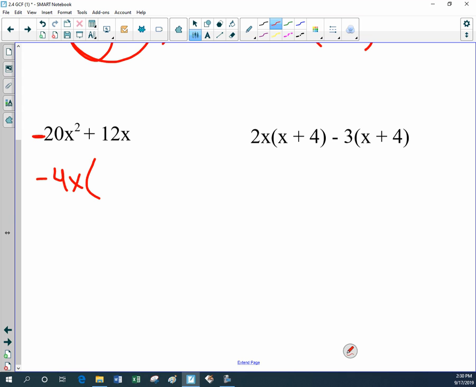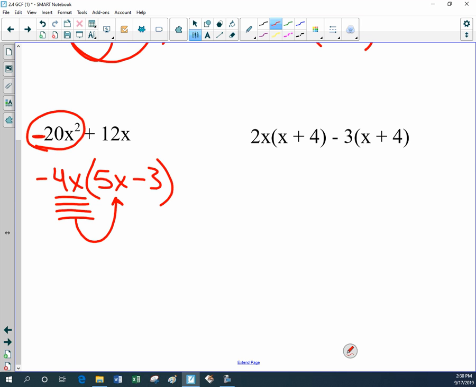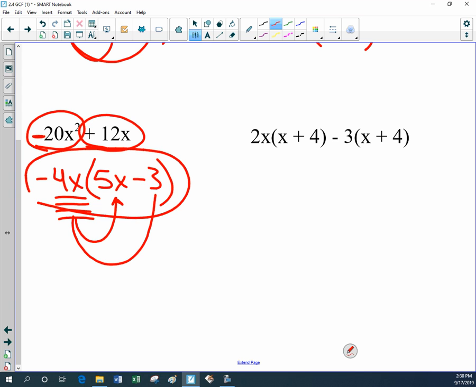Now to figure out what goes in parentheses, negative 4x times 5x gives us negative 20x squared, and negative 4x times a negative 3 gives us a positive 12x. Again, to double check your work, distribute this and see if you get what you started with. Negative 4x times 5x is negative 20x squared, and negative 4x times negative 3 is a positive 12x. So this right here is my answer.